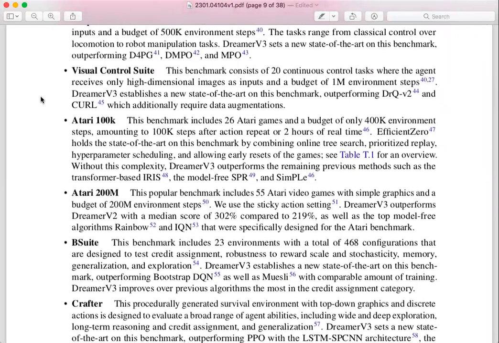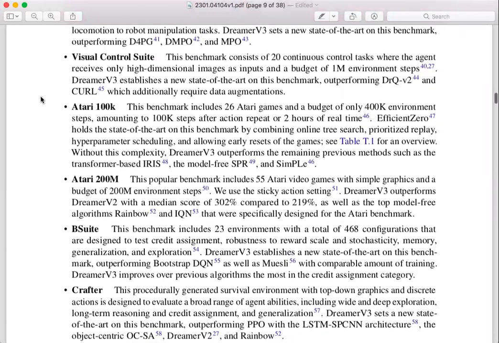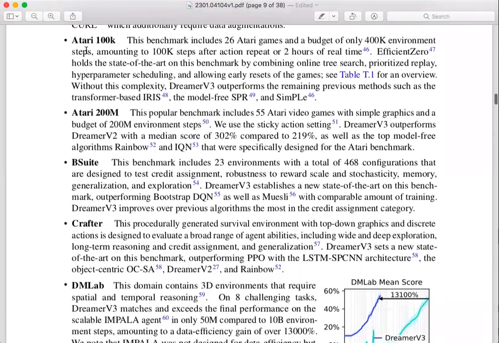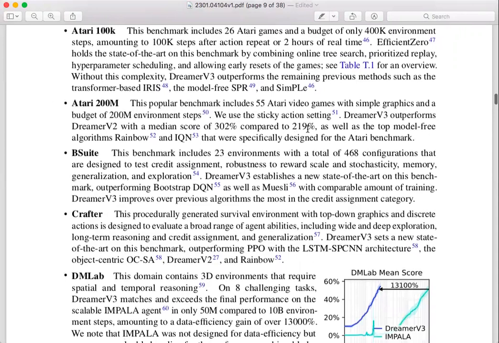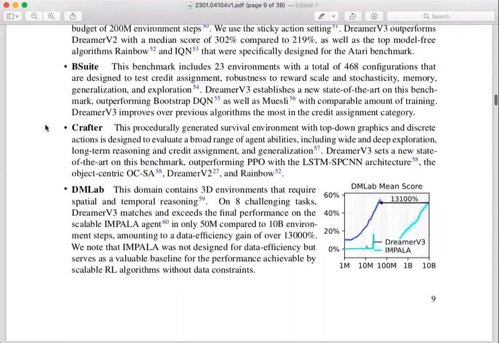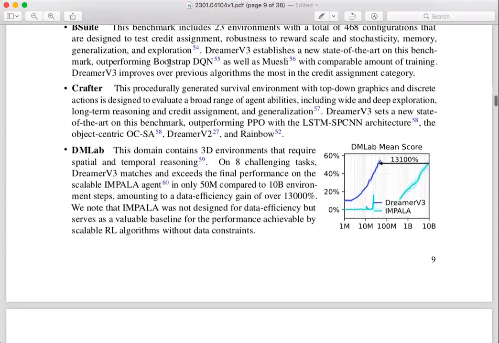I don't really know what that means. Proprio sounds like a hand thing, so they're navigating a place. Visual control suite, don't know. Atari, that makes sense to me. 26 Atari games. This one's 55 Atari games. I'm not sure how to make sense of those numbers yet. Bsuite, credit assignment. I'm not sure.